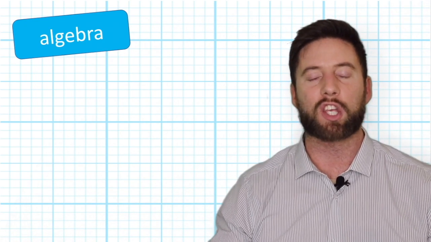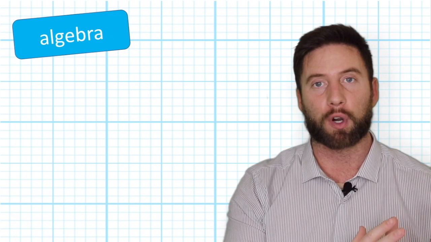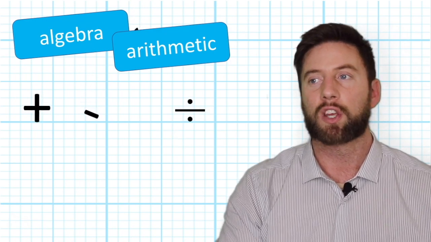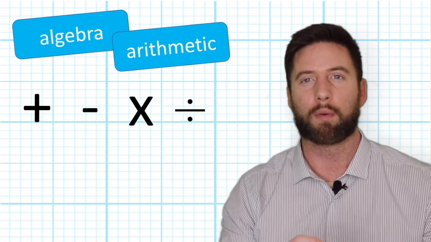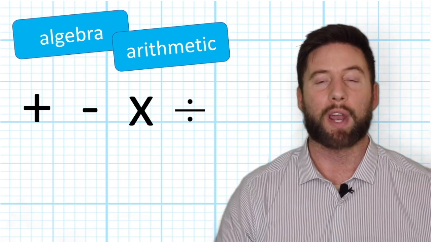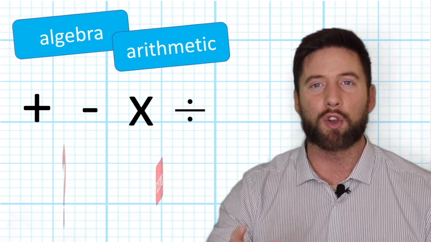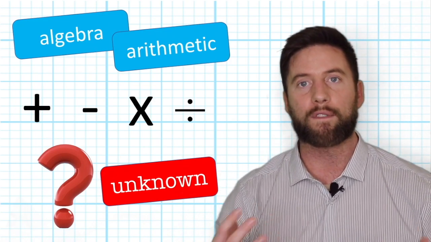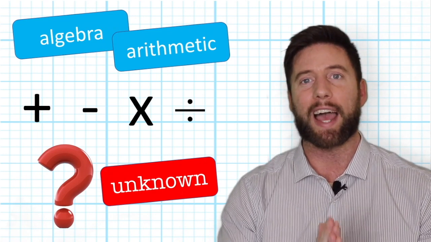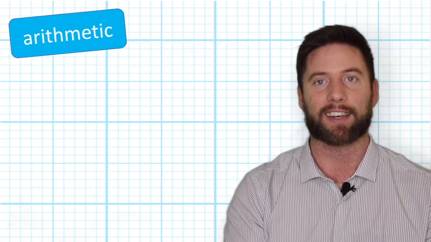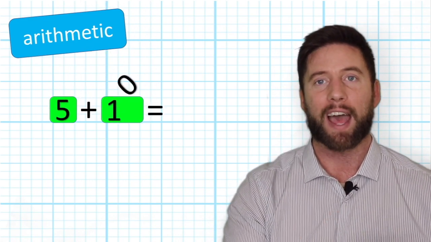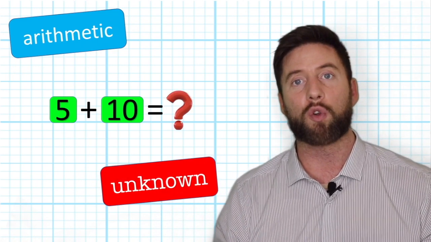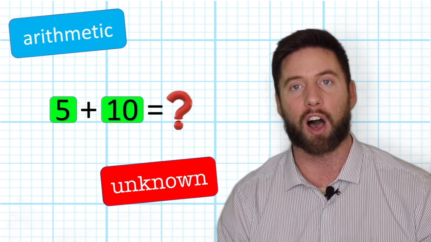Okay, so the very first thing you need to understand is that algebra is very similar to arithmetic. It uses the same 4 operations: addition, subtraction, multiplication, and division. But algebra introduces a brand new aspect, and that is the aspect of the unknown. When you are first looking at arithmetic, the only area that's unknown is the answer. So if we look at a very basic one, 5 add 10 equals unknown. The answer is not known until we go ahead and complete our question.